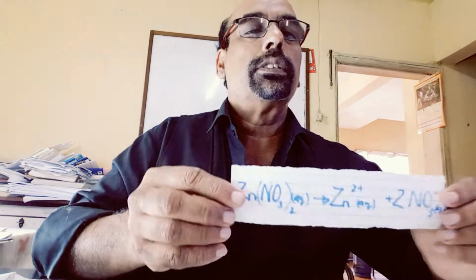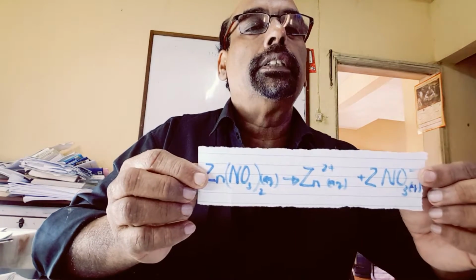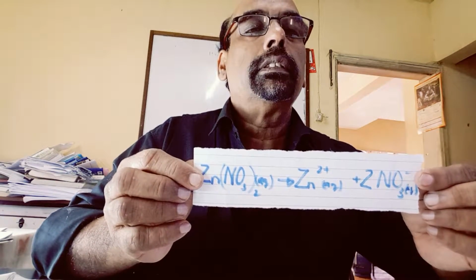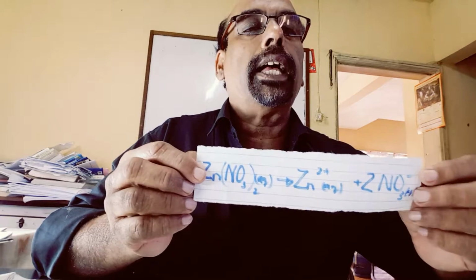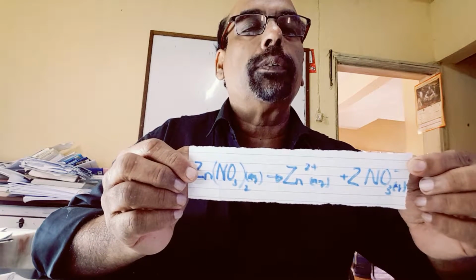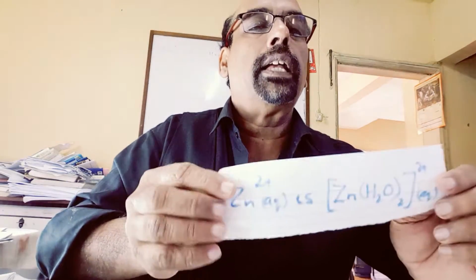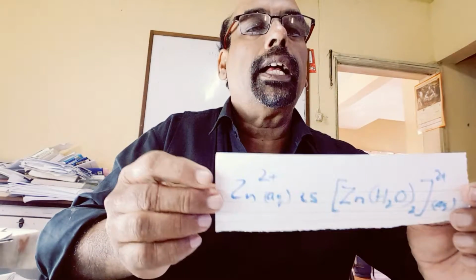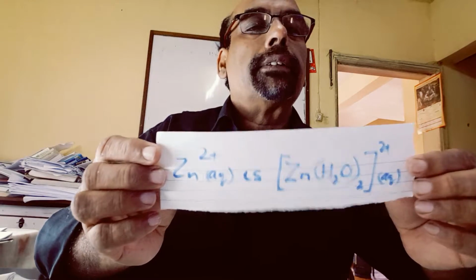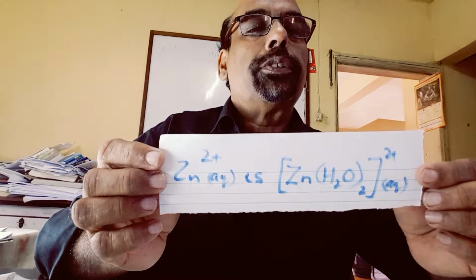Zinc nitrate produces zinc ions and nitrate ions. So this is zinc nitrate in water. It produces zinc ions and nitrate ions. Zinc ions are hydrated ions, aquated ions. In fact, they contain water.